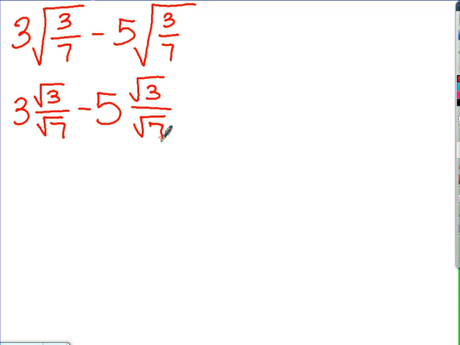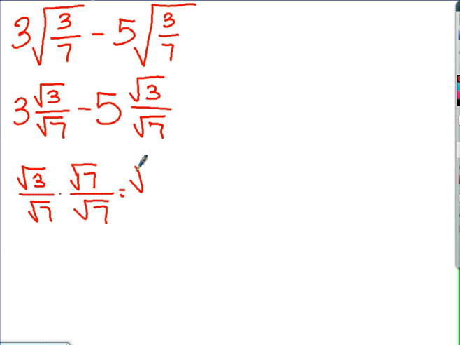Okay, now, we can't have a radical in the denominator, so we need to rationalize. Now, lucky for us, these denominators are the same. So we just have to multiply both by root 7, and that will take care of both fractions at once. If we rationalize, we get root 21 over 7.